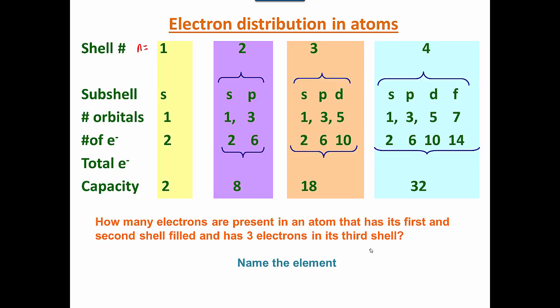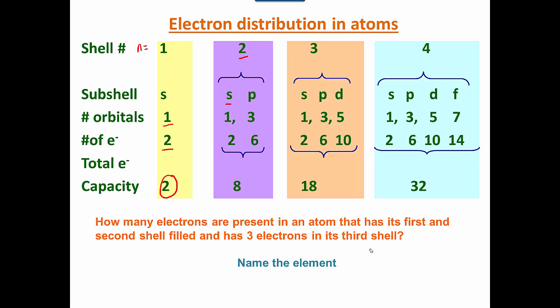Now, it turns out that an s subshell has 1 orbital. That means that the maximum number of electrons in the s subshell would be 2. So that means for n equals 1, the maximum number of electrons would be 2. Now, let's go to n equal to 2.